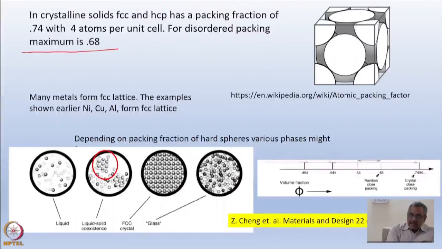Interestingly, at certain densities between liquid and glass, there is a liquid-solid coexistence, and that means there are clusters of molecules which are solid-like, but in between you have got gaps between them. So there is a liquid-solid coexisting phase, and here they have given a line where, depending on the volume fraction, starting from 0.494, you get random close packing and crystal close packing. Random close packing gives me somewhere around 0.6364.